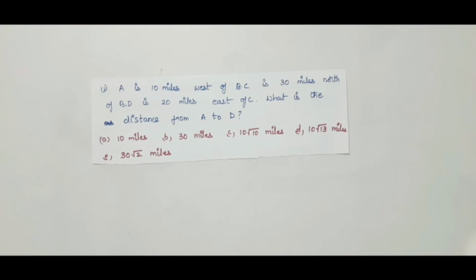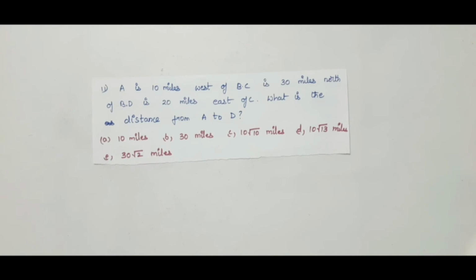Next problem. A is 10 miles west of B. C is 30 miles north of B. D is 20 miles east of C. What is the distance from A to D? Options given are A, 10 miles; B, 30 miles; C, 30 root 10 miles; D, 30 root 13 miles; Option E, 30 root 2 miles.